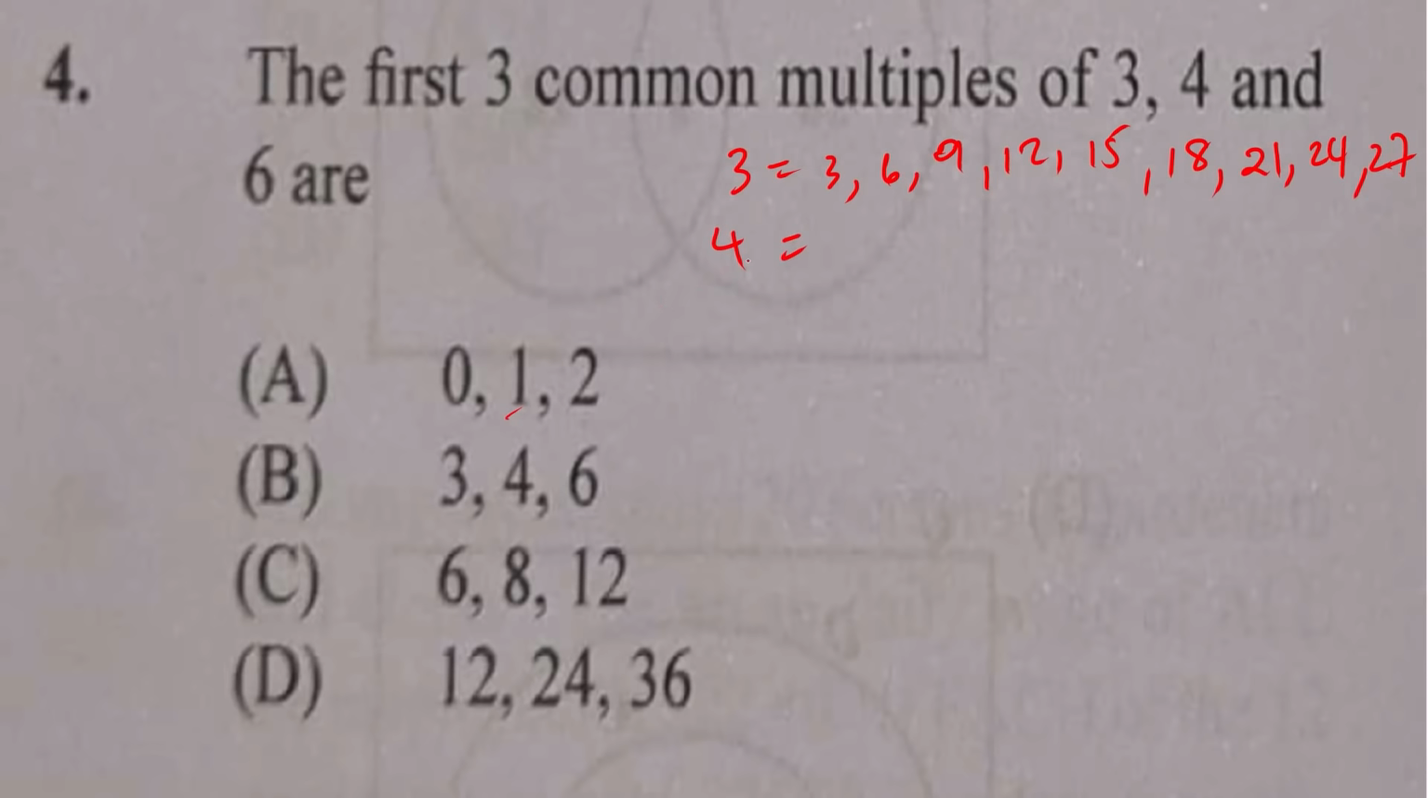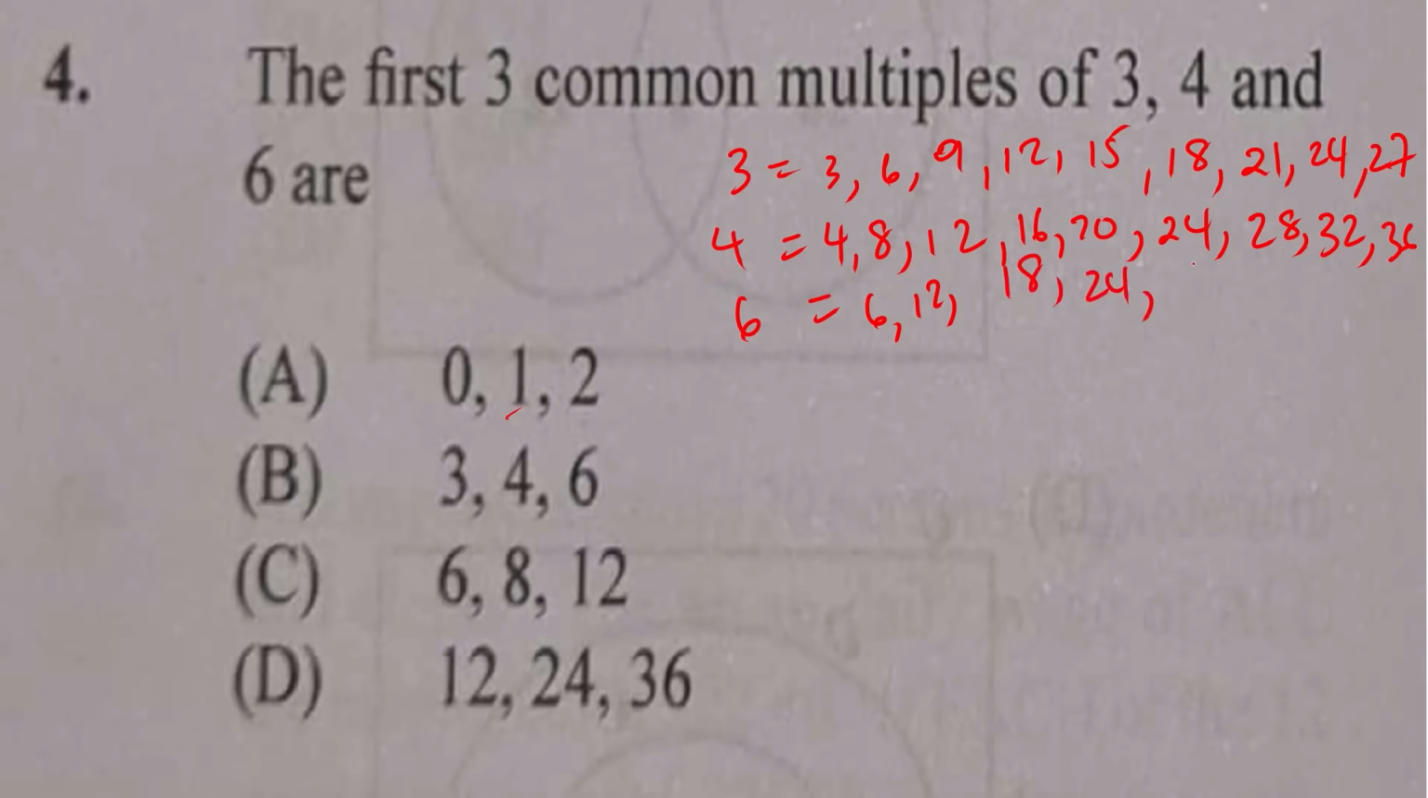So 4 will give us 4, 8, 12, 16, 20, 24, 28, and 32. Could go one more: 36. For 3 we could go up to 36 as well, so I would know it 3 times, I would know it 4 times. And then 6 would give us 6, 12, 18, 24, 30, 36.